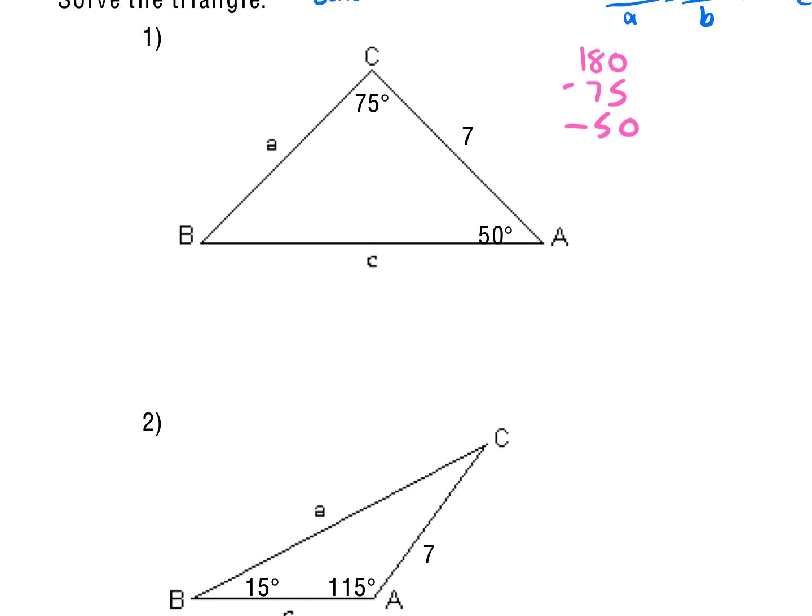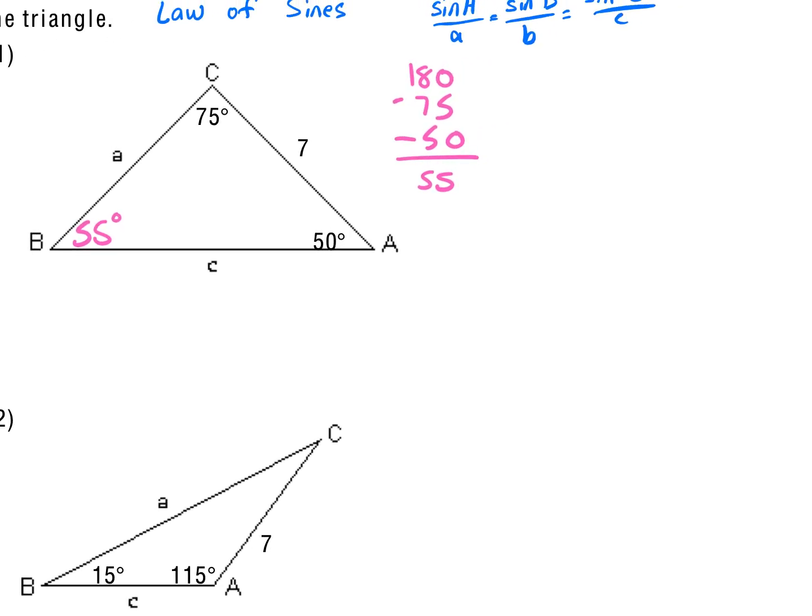So 180 minus 75 minus 50. Don't forget your calculators for tomorrow. We get 55. Now that we have a pair, we can do law of sines.